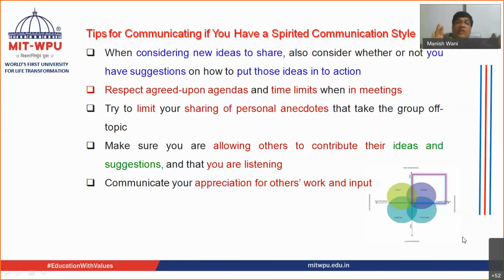So you have to make a conscious effort. I have to make a conscious effort, and all the people who have spirited communication have to make conscious efforts that you appreciate others' work, you listen to the others, you don't give too many examples, you don't give too many stories, okay? You don't go off on a tangent, you know, topic chhod ke dusri hi baatein karne lagte hain, okay? That you should not do, okay? So these are the tips for us if you have the spirited communication style.